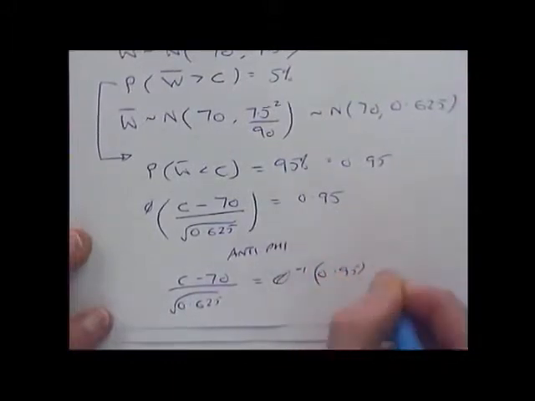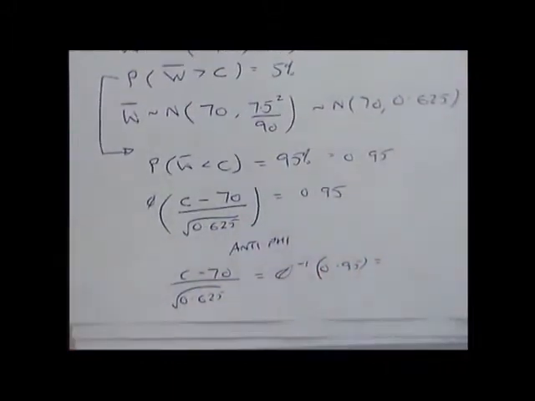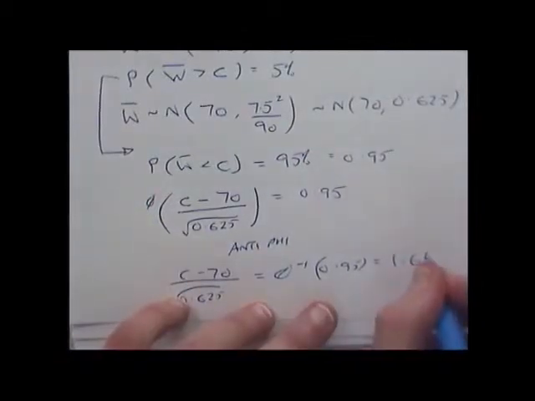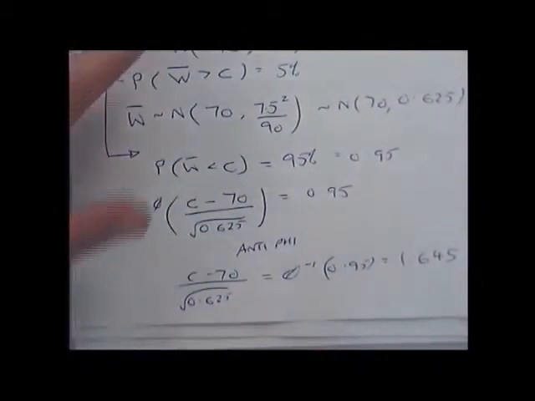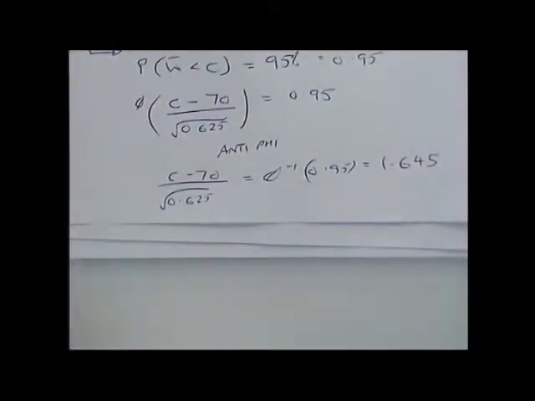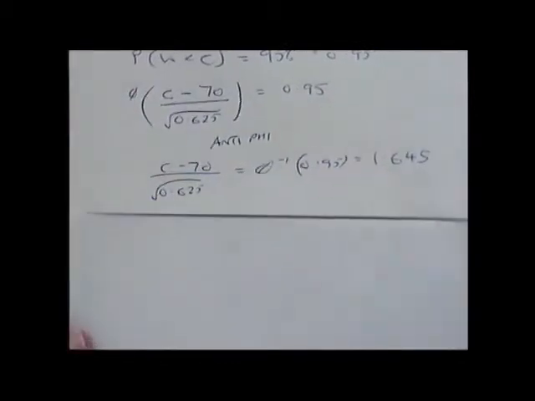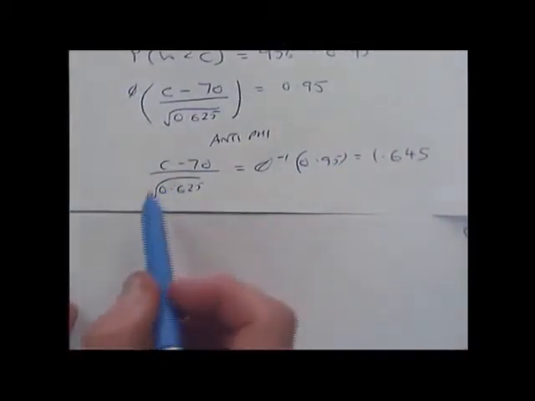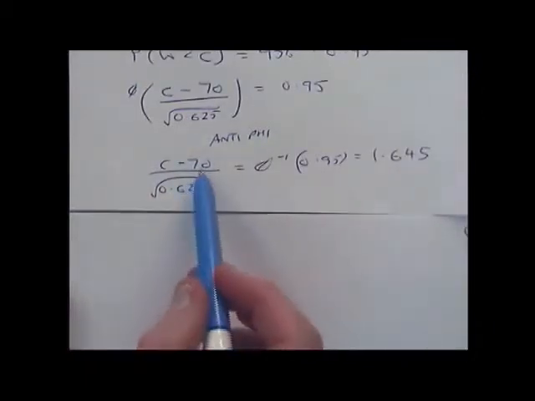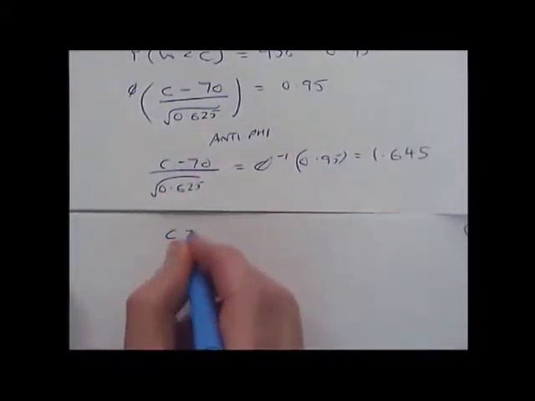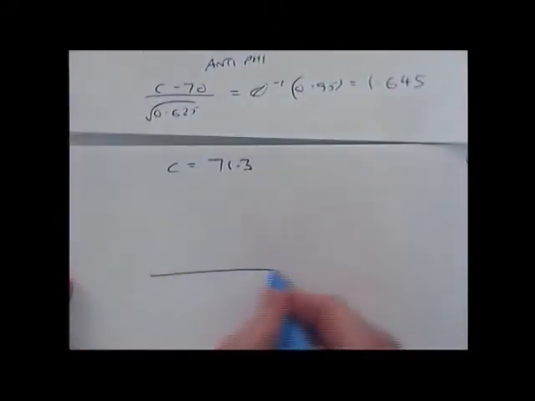And anti-phi 0.95, you will get to remember what this is. 1.645, that number cropped up this morning. You'll be anti-phiing 0.95 so often you will just know what that one is. And there'll be another one you'll just know as well. So you need to rearrange that equation now, and if you rearrange it, you'll find out what C is. Has anybody done that to find out what C is? Yeah, 71.3 is correct.